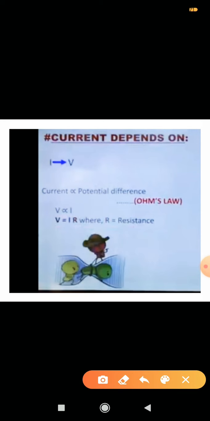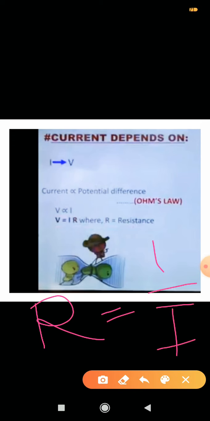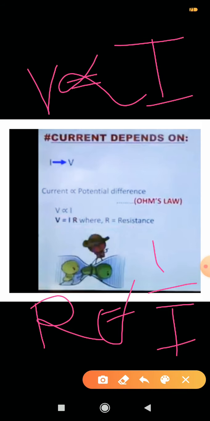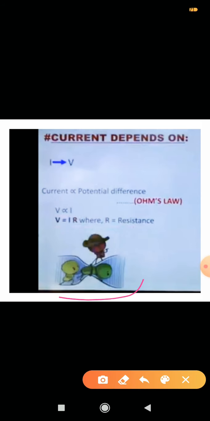In your diagram, resistance is inversely proportional to the current, and here potential difference is directly proportional to current. Let's move on. Get this symbol fixed in your mind.